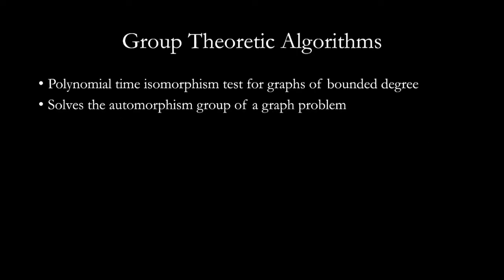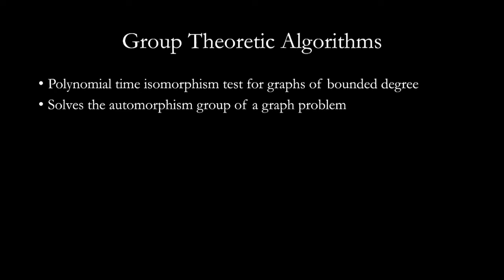On the group theoretic approach, Luks developed a polynomial time isomorphism test for graphs of bounded degree. That is, if we were to fix the maximum number of neighbours a vertex can have, the algorithm time would be polynomial. This is done by solving the automorphism group of a graph problem, since they are polynomially equivalent.